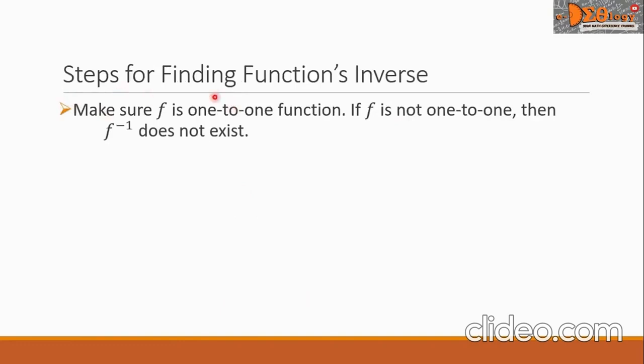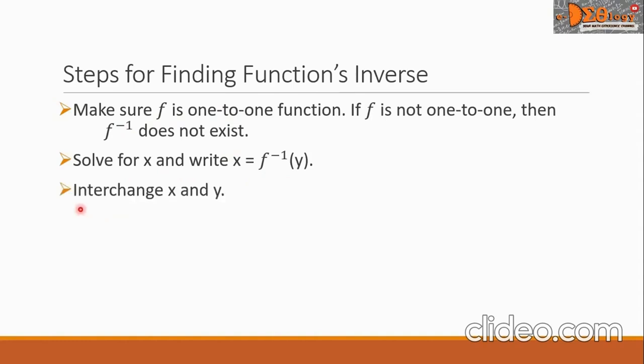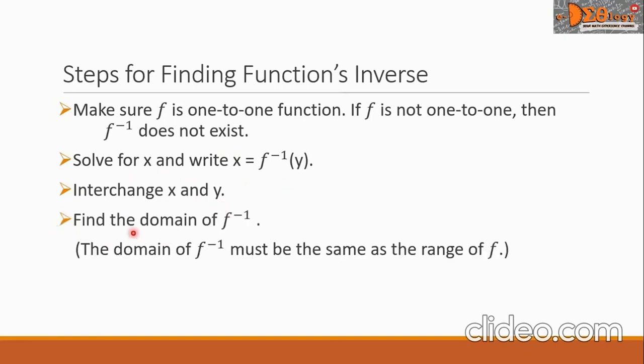These are the steps for finding the function's inverse. Step 1. Make sure the given function is a one-to-one function. If f is not one-to-one, then f inverse does not exist. Step 2. Solve for x and write x equals f inverse of y. Step 3. Interchange x and y. Step 4. Find the domain of f inverse. The domain of f inverse must be the same as the range of f.